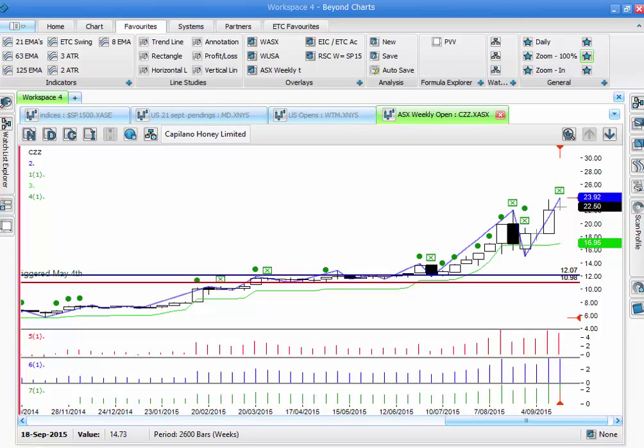CZZ, Capilano Honey, just at the end there you'll see the 3 ATR line being dragged up a little bit further. Also price volume volatility signal on that, so if any of you are still in that, as you should be, certainly an opportunity to take some profits off the table.